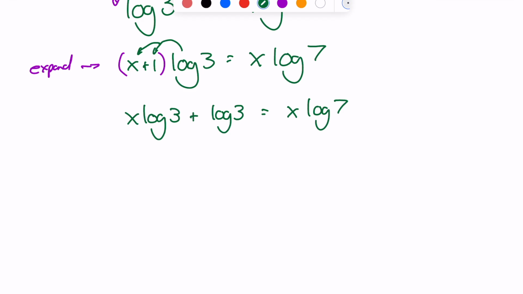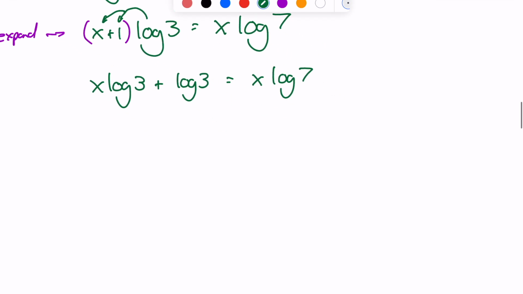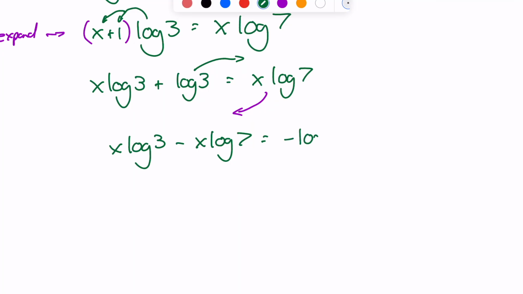And the reason I did that is now I can separate my log 3 and x log 3. Where I had one term on this side, I now have 2. And it allows me to bring this log 3 to one side and bring this x log 7 to the other. And that way I get all my x terms on one side and all my non-x terms, so that log 3, on the other side of the problem, okay?